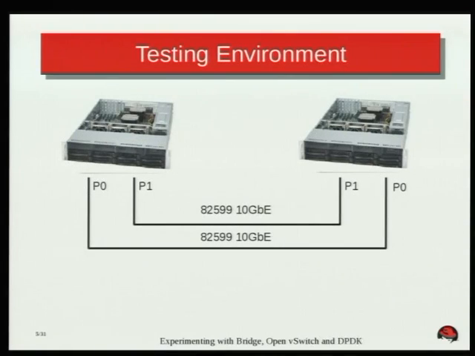The test environment is very, very simple. The 2 servers are connected back to back, so I have the port which I call P1 connected to P1 and P0 directly to P0. So I have no switches in the middle, simply back to back. I will try to see if I can forward packets fast enough between those 2 systems using these 2 connections.